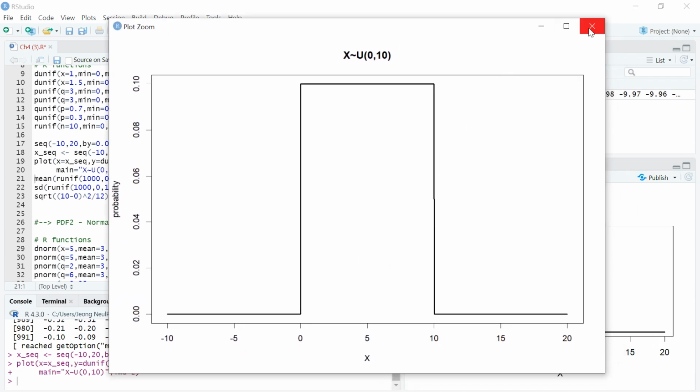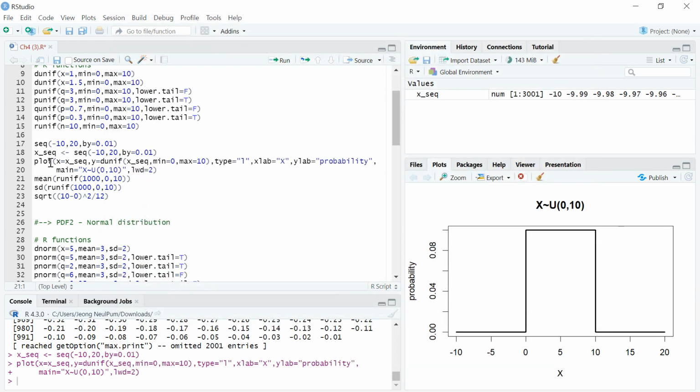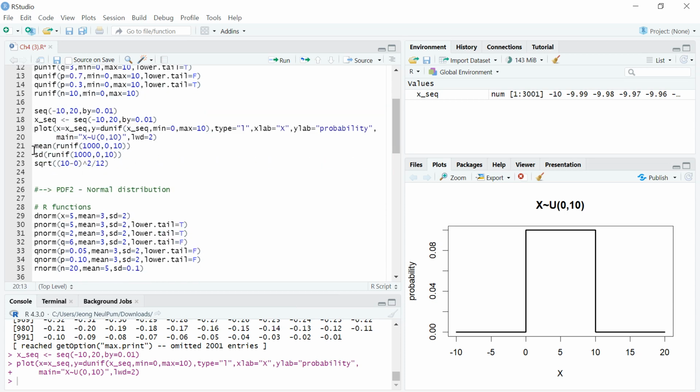So this is just a visualizing thing, which is not that important for us, maybe. And we can also get the mean and standard deviation of the uniform distribution after we generate the 1000 random samples from the uniform distribution and put all the random samples into the mean function or standard deviation function. We can also get the mean and standard deviation.